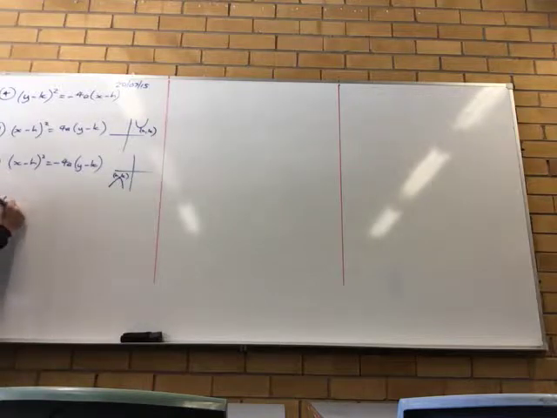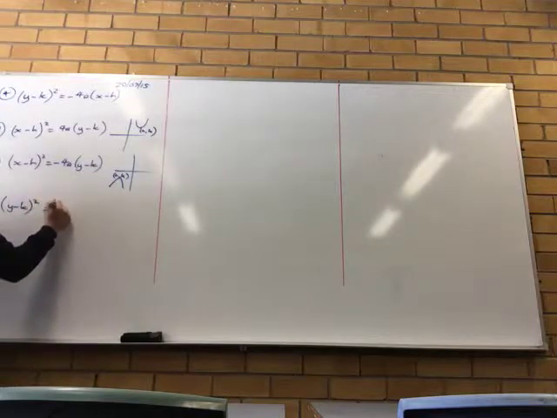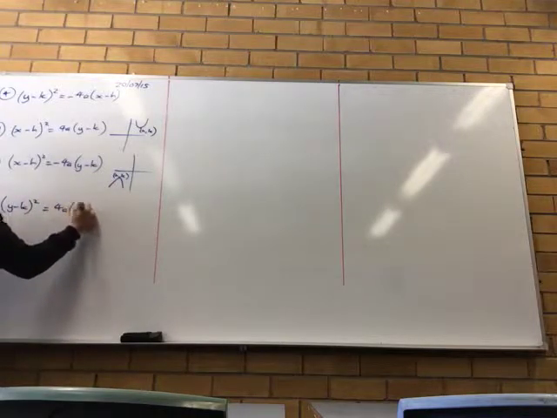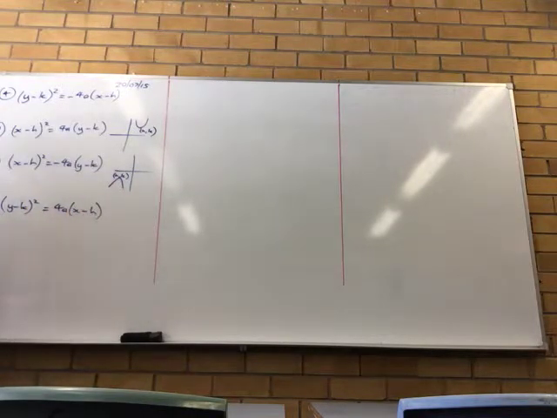Right, third one was y take away k, all squared, is equal to 4a x take away h. Keep your h's with x and your k's with y, alright? Don't do it the other way around. Don't write y take away h. You'll just get more and more confused. In the alphabet, h comes before k and x comes before y, so put them together.